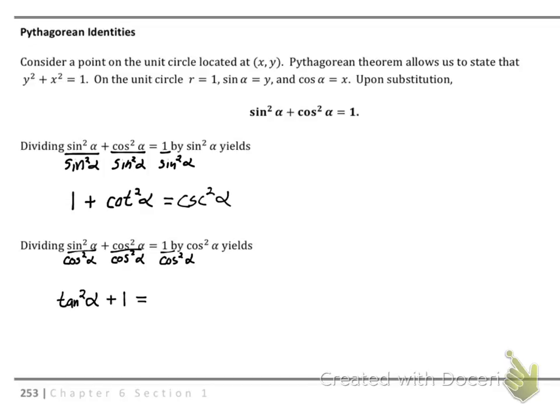I don't want to write 1 over cosine squared alpha. So what could I write in its place? Secant squared alpha? Yep, we're going to write secant squared alpha.